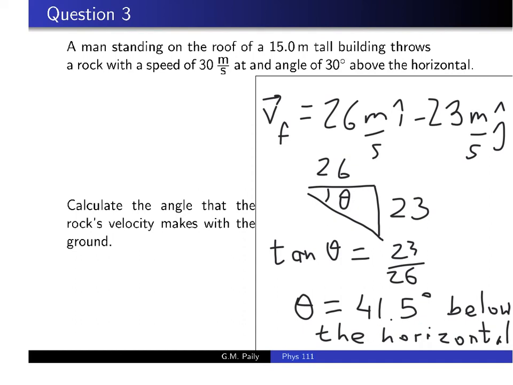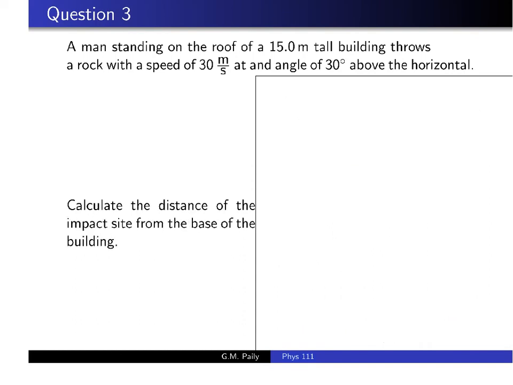Finally, we are asked to calculate the distance of the impact site from the base of the building, in other words, the horizontal range. We know that the range will be the horizontal velocity times the time of flight. We know what the horizontal velocity is, so we simply need to find the time of flight. There are two ways to find the time of flight, using 2 out of the 3 constant acceleration equations.